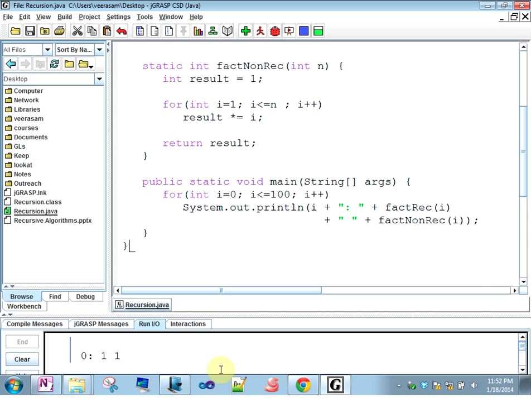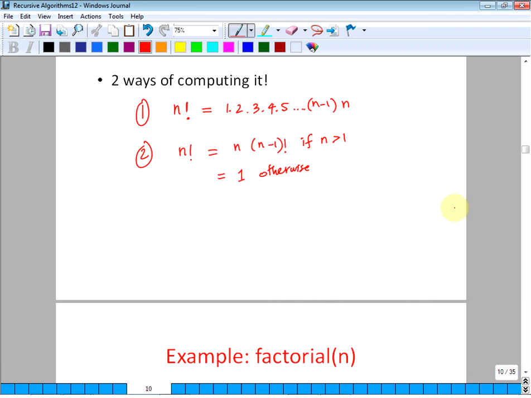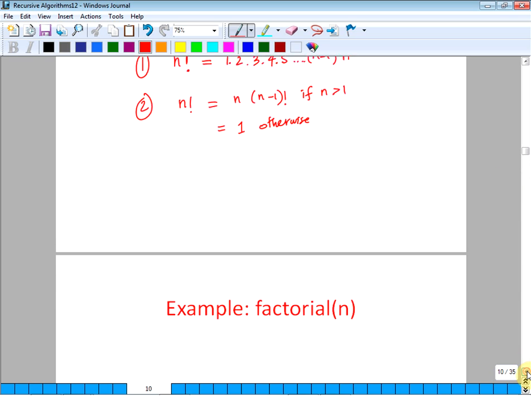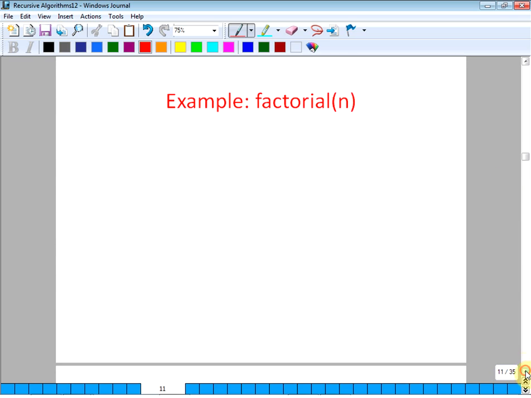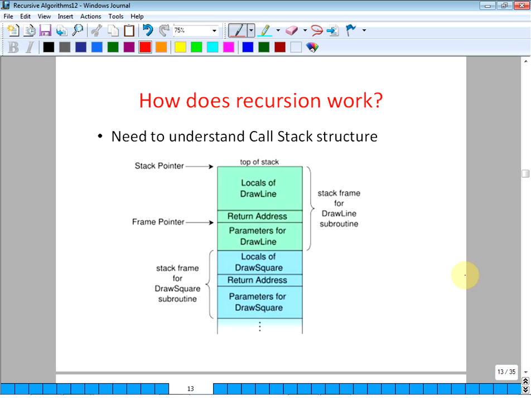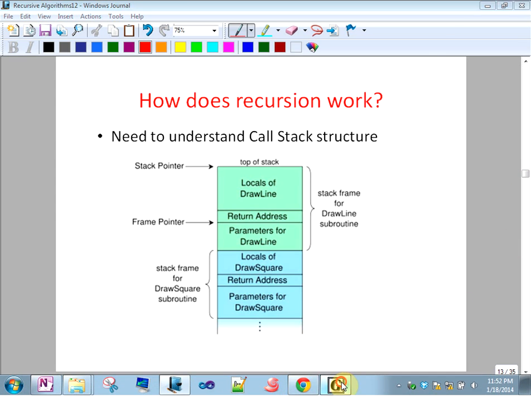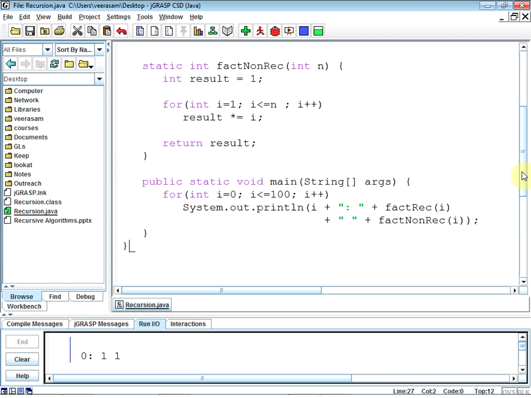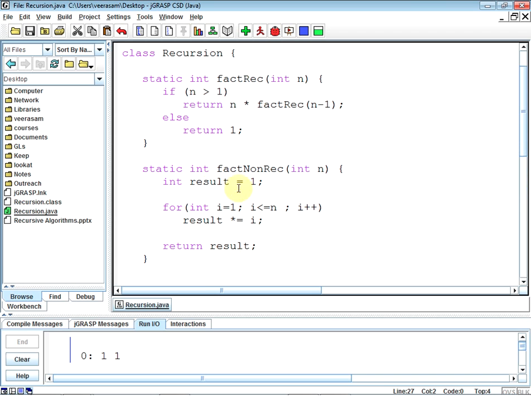I want to return back to this. That's what we wrote in the code, right? And non-recursive also we wrote. The question is, how did the recursion work? When you look at the code, it looks a little bit magical. This one, we really know what's going on. We are using a loop to multiply completely and return.